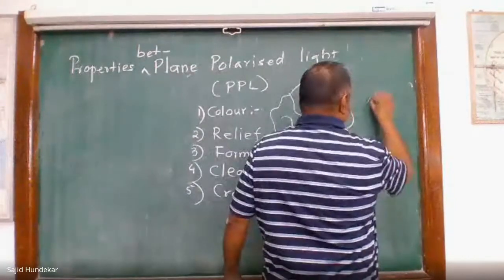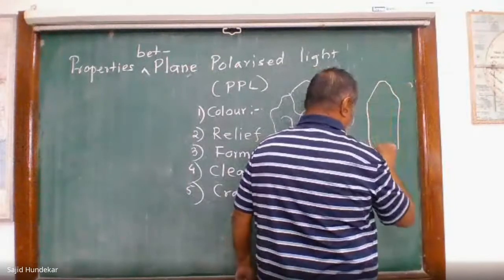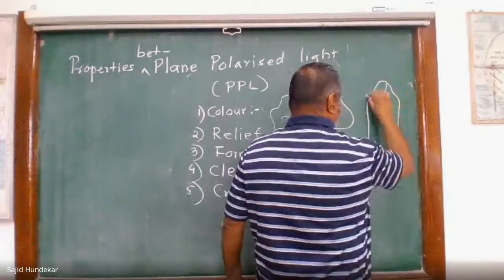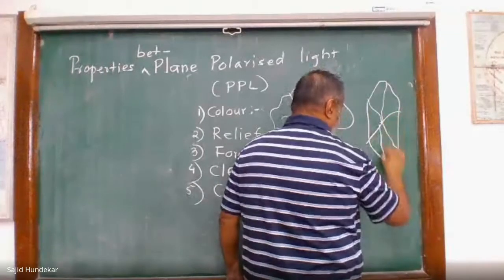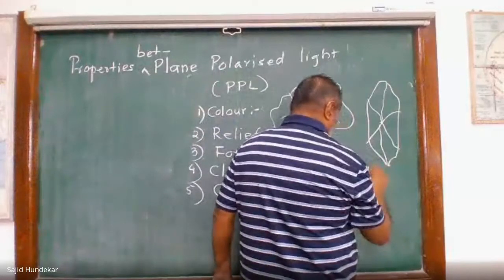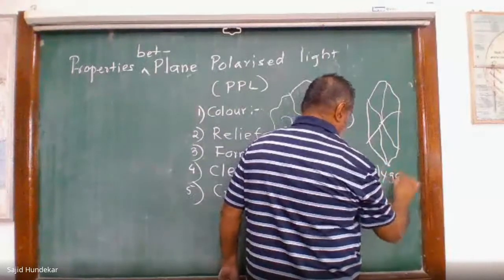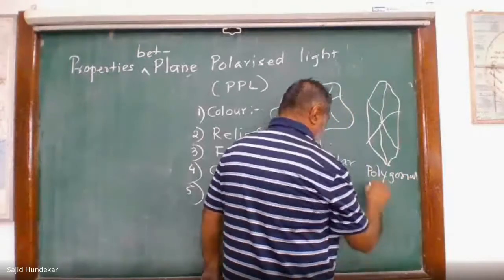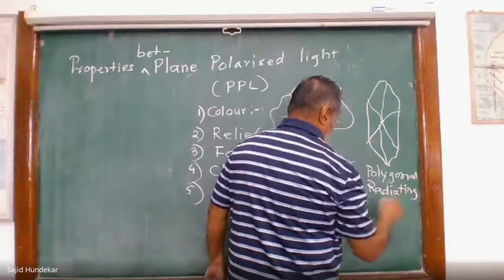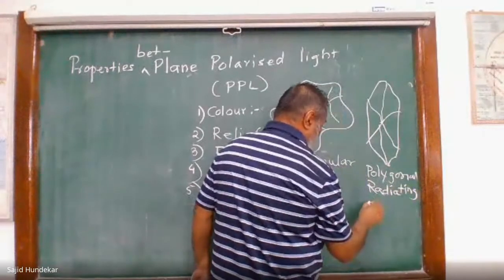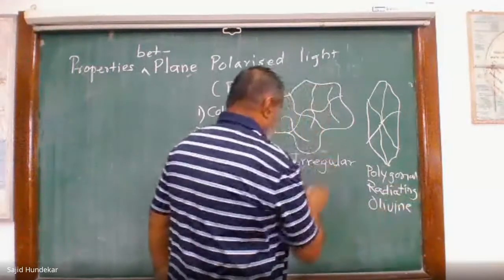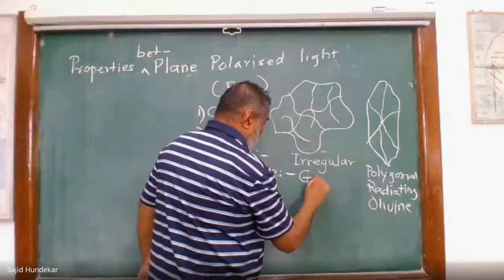And olivine shows polygonal cracks. From the center, the cracks will be radiating in all directions. So it is called polygonal cracks, or it is simply called radiating cracks. Polygonal or radiating cracks will be shown by the olivine. This is the best example. Irregular cracks will be shown by the garnet mineral.